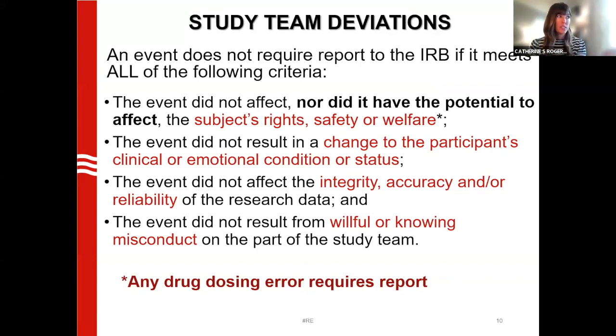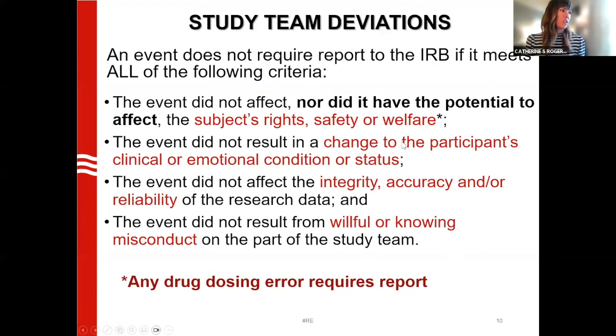When we first released this guidance years and years ago, we would get questions saying, well, it was an underdosing and we know that it didn't affect safety. Those kinds of things, given the interventional nature of the study, need to be reported regardless, and the IRB will be the ones to make that determination if it had the potential to affect subject safety. So that's just a broad carve out. If it involved any sort of medication dosing error, it will require a report.